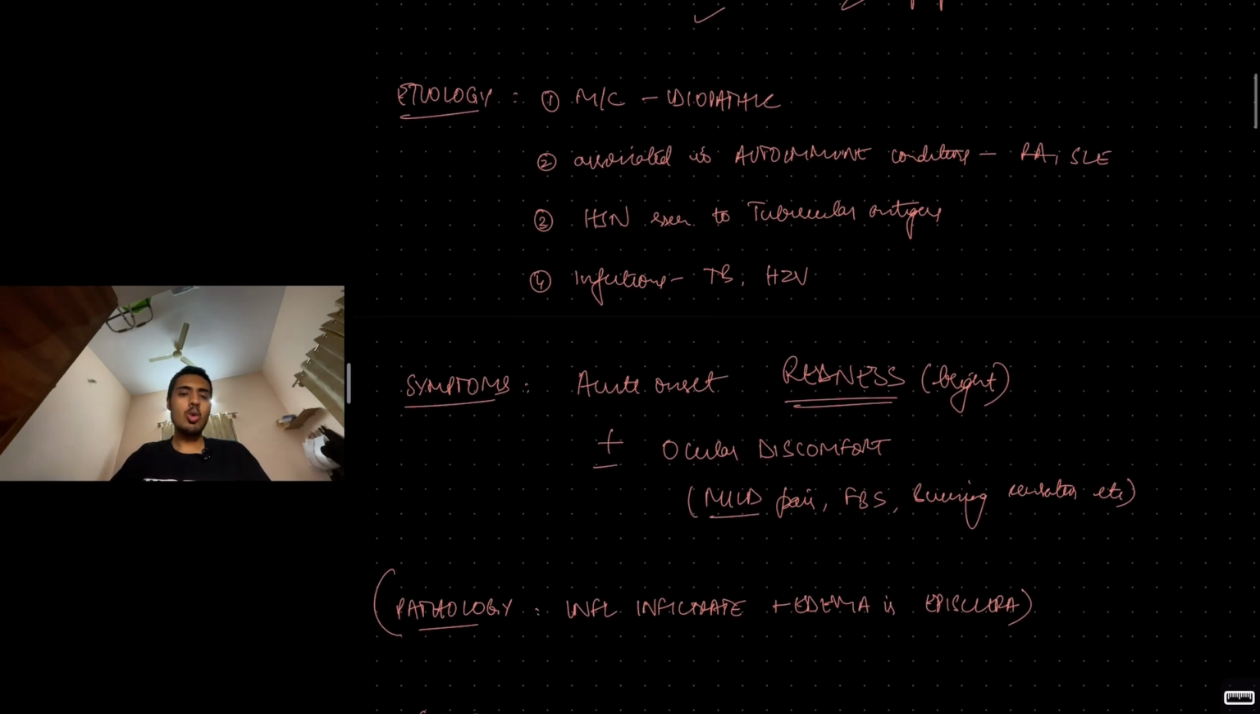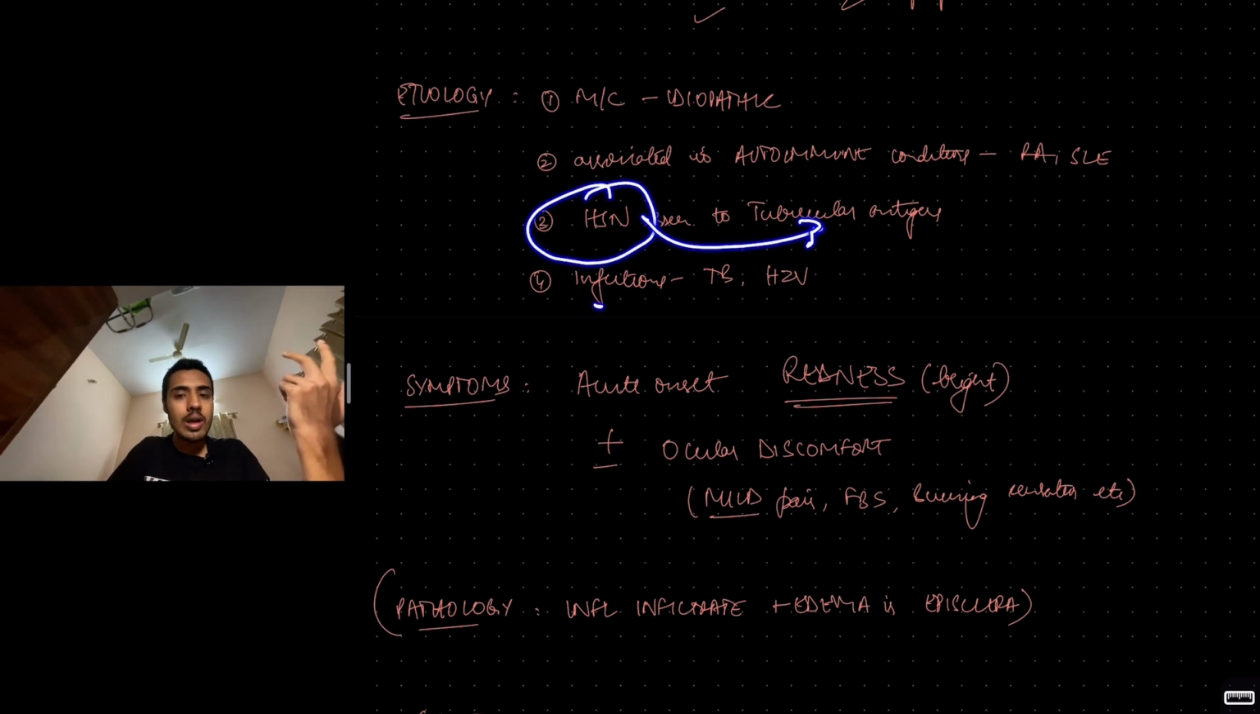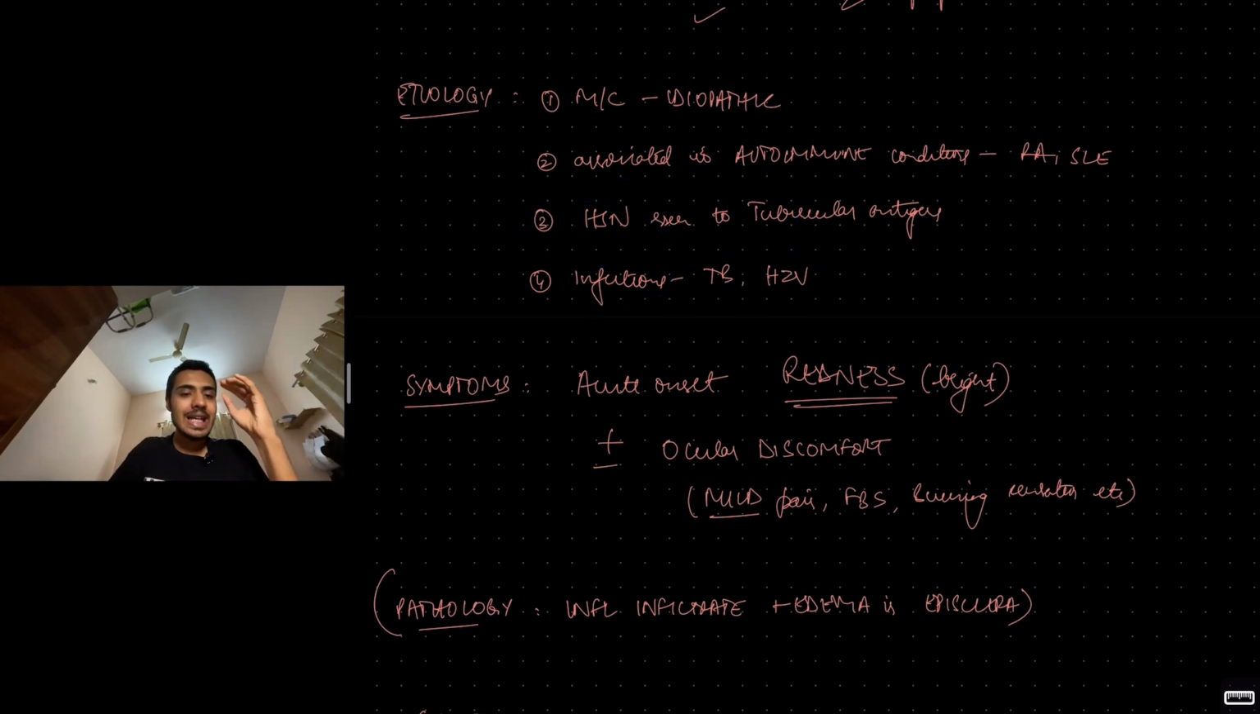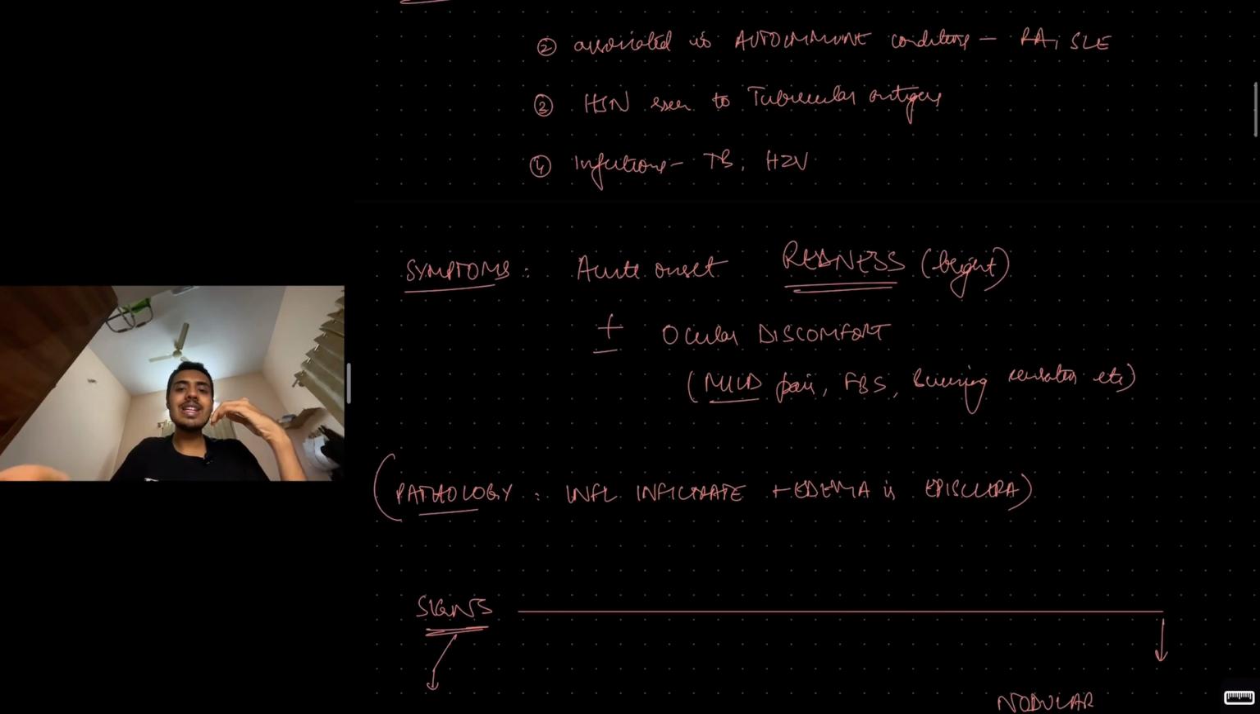Episcleritis is most commonly idiopathic, but it can also be associated with autoimmune diseases like rheumatoid arthritis, systemic lupus erythematosus, SLE. It can be a hypersensitivity reaction to tubercular antigens. So infections like tuberculosis, herpes zoster virus. So these are the risk factors. It is commonly seen in young adults.